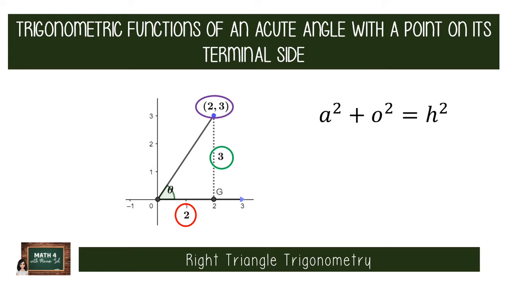Thus, a squared plus o squared equals h squared. Notice that here, O is actually equal to the y-coordinate, and A is actually equal to the x-coordinate. Moreover, the hypotenuse is equal to the radius of the circle with center at the origin to the chosen point. Thus, we can write x squared plus y squared equals r squared. We then have 3 squared plus 2 squared equals h squared. This gives us h equals the square root of 13.